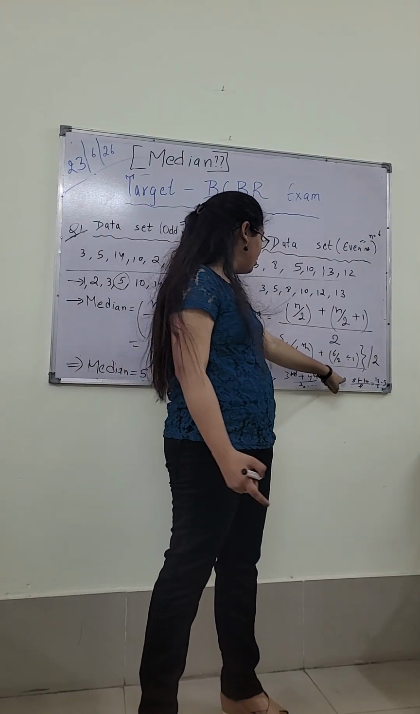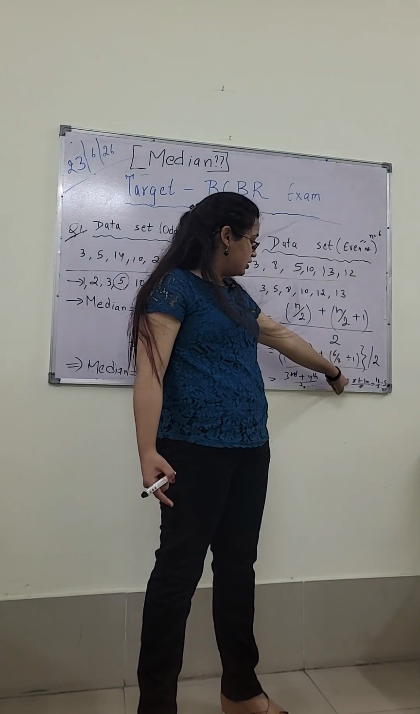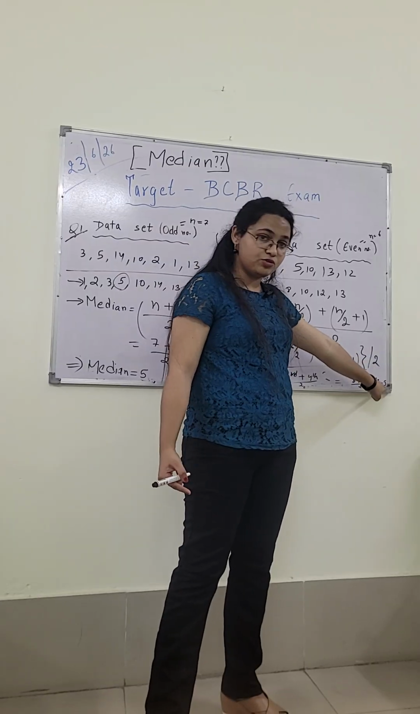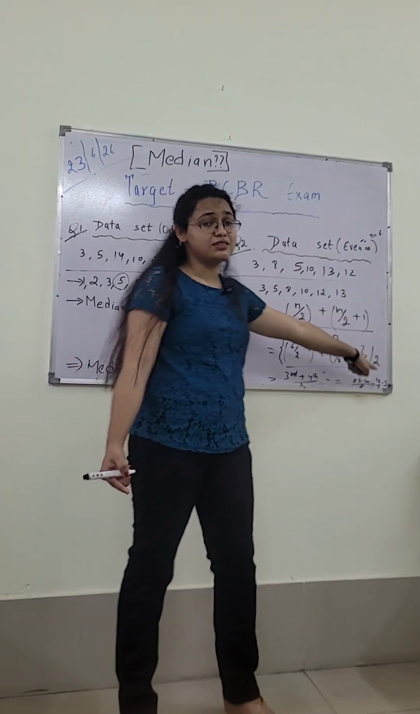So we have substituted the third value as 8 and the fourth as 10. 8 plus 10 by 2, that is 18 by 2, is equal to 9. So the median for this data set is 9.